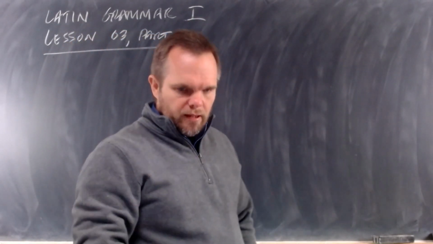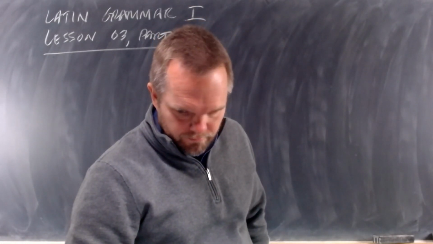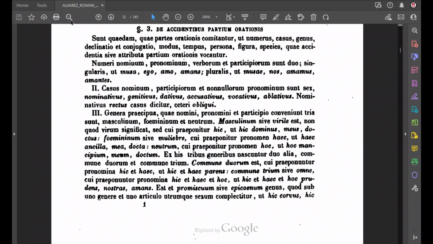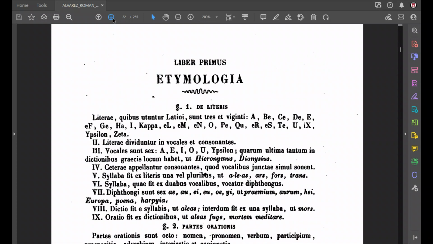All right, so in lesson 1, just to review quickly, looking at our textbook here, lesson 1, the title was De Litteris, and we talked about the 23 Latin letters. We talked about vowels and consonants, we talked about diphthongs, and then we talked about how letters are joined together to make syllables, syllables are joined together to make words, and words are joined together to make sentences or speech.